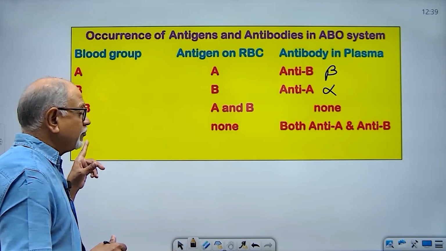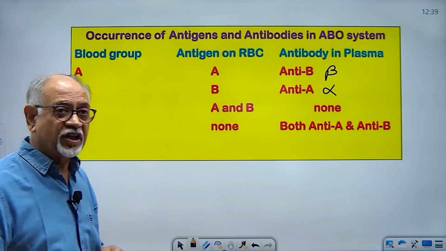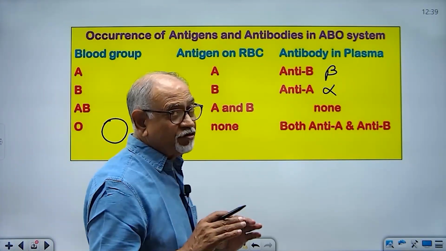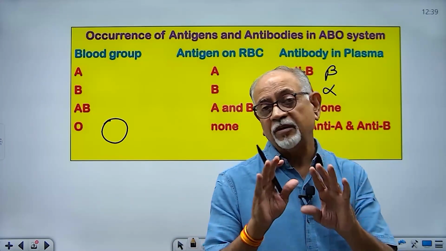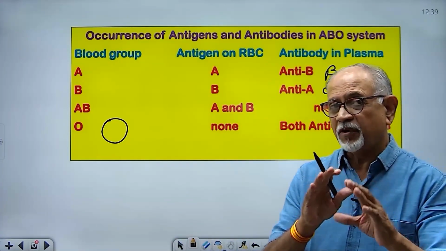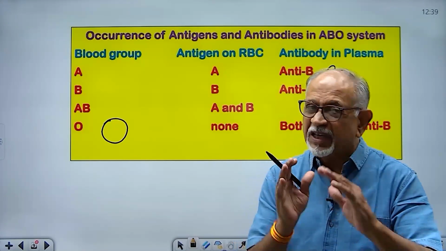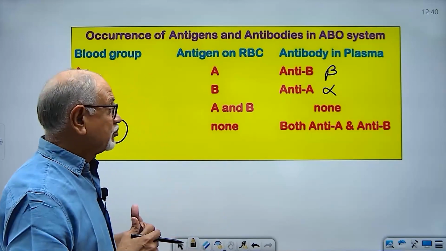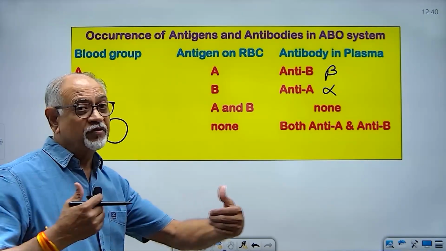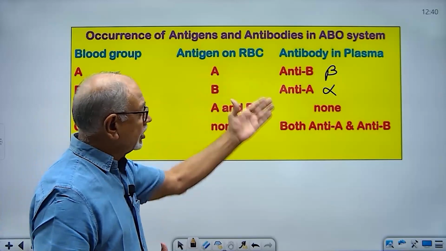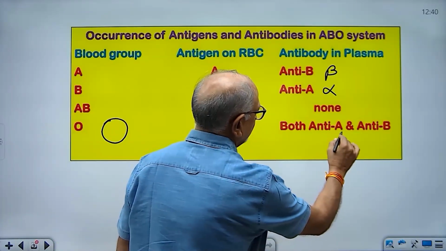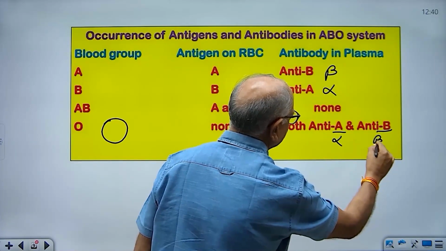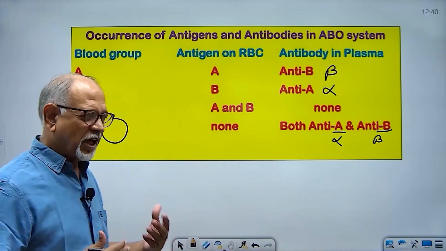Now, in case of blood group O, I always say blood group O means zero. That means zero antigen for this ABO system. Such a person does not have any antigen A or B on the surface of its RBC. So, the opposite antibodies must be present in the plasma. Therefore, both antibody A and antibody B, that is antibody alpha and antibody beta, are found in the plasma.